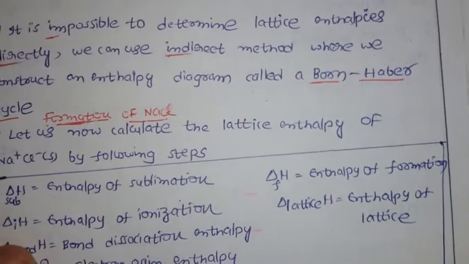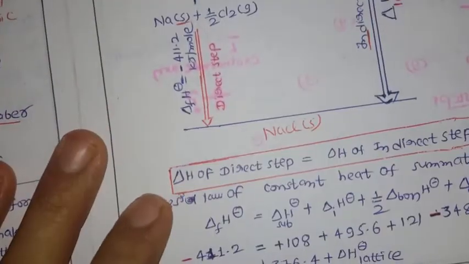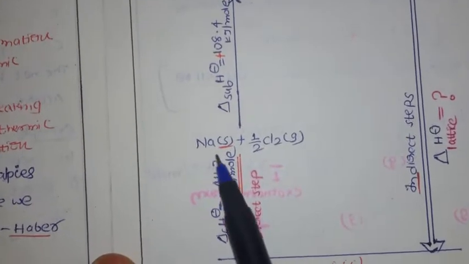Okay. Now let us see the formation of NaCl. Here we have the diagram. This is called the Born-Haber cycle. Now here I am going to start from here.